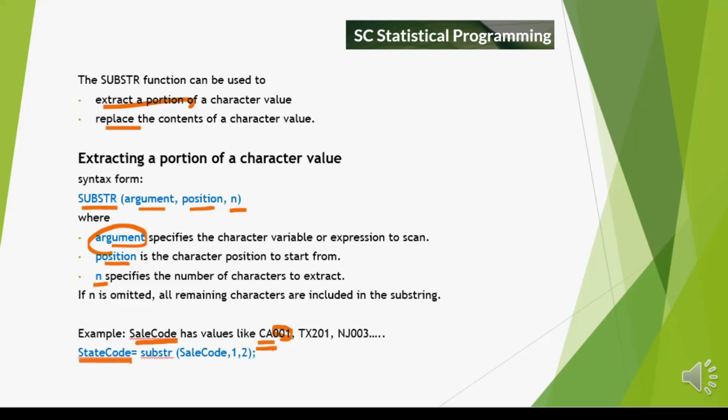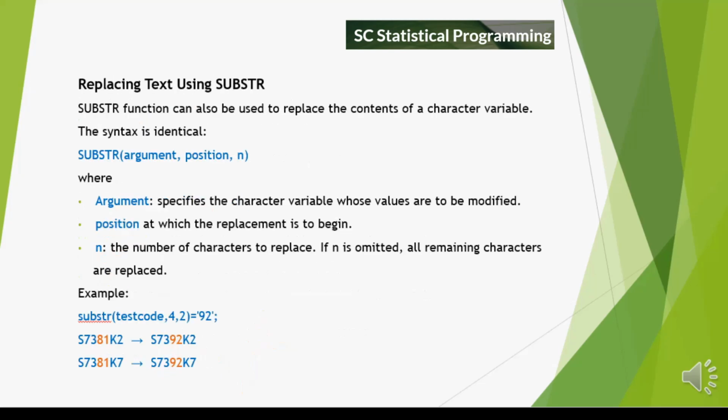In order to do that, we can use the SUBSTR function, and cell code is the variable, the argument. And 1 is the position to start from, so we want to start with the first letter of the value. And 2 means we want to extract 2 characters. In this way, we will extract the state information, which is the first 2 characters from the values of cell code.